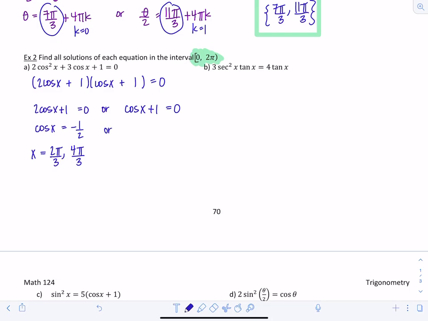Or cosine x is equal to negative 1. Well, where is cosine equal to negative 1? That's at pi. So x is equal to pi. So in this case, I'm going to put all 3 solutions in one solution set. The order that you list them doesn't matter, just as long as they're all in there. So 2 pi over 3, 4 pi over 3, and pi.